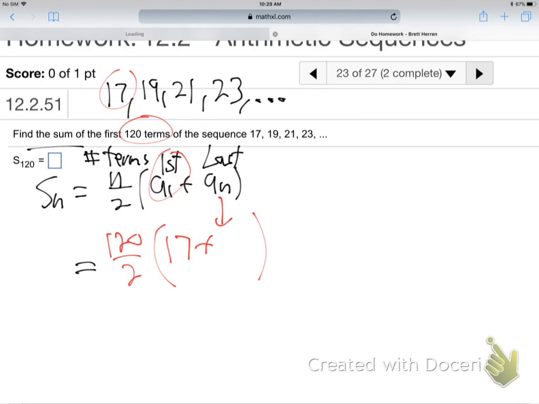How'd you find it? Oh, I just took 119, so like excluding the first term, multiplied it by 2 because that's what's going up by each time. And add that to the first. Good job, good job. That's great. If you can do it that way, it's great.